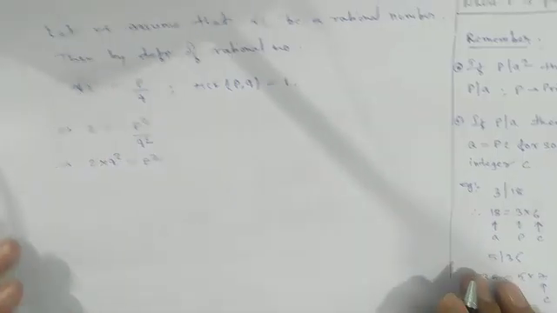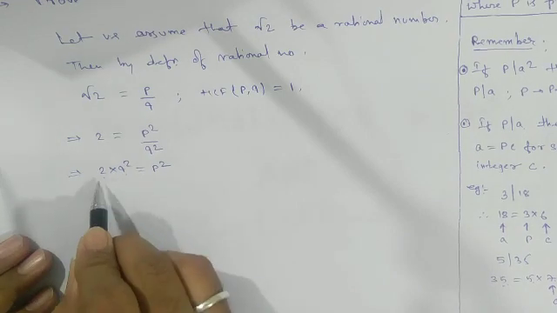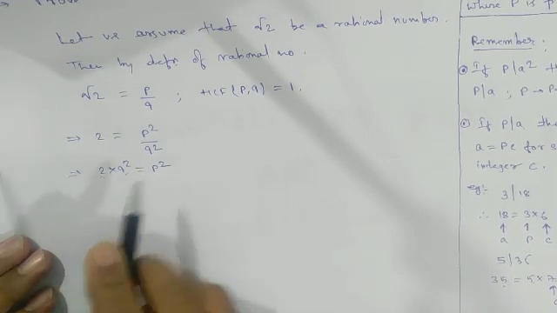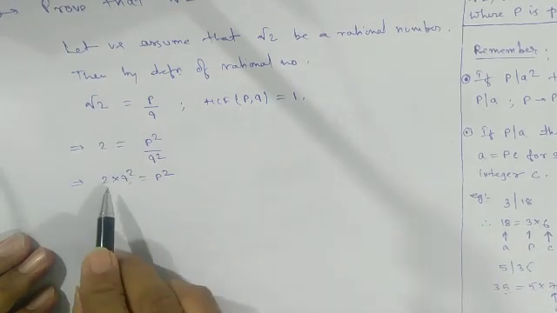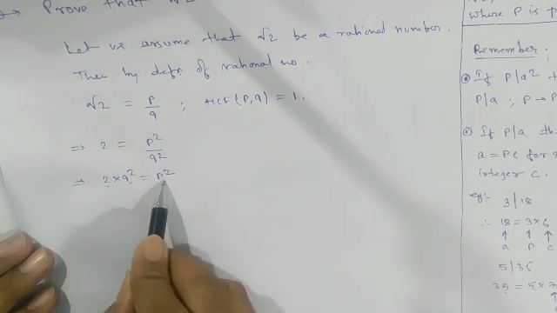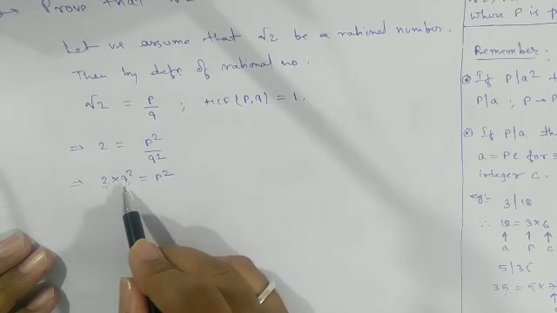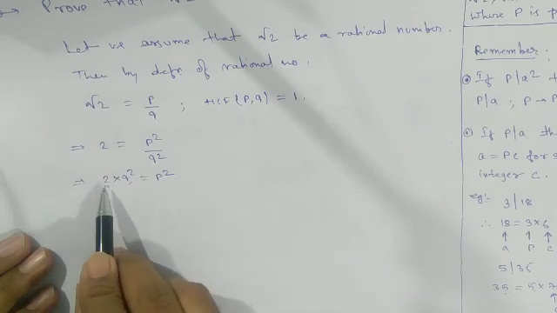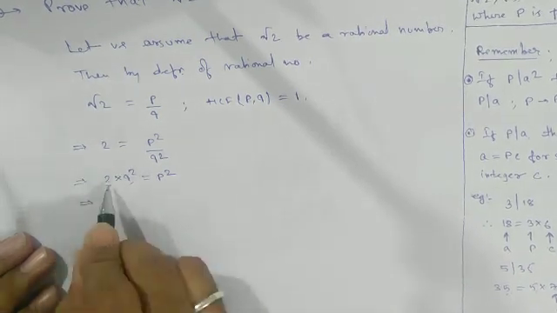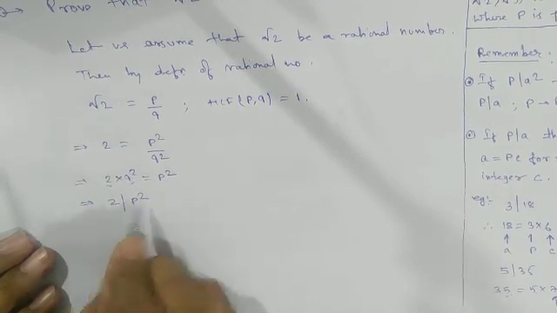Here 2 is one integer and q square is also an integer. So 2 is a factor of p square. Similarly, q square is also a factor of p square, but we will not choose this one; it's not our demand. Our demand is this: 2 is a factor of p square. That means 2 divides p square.